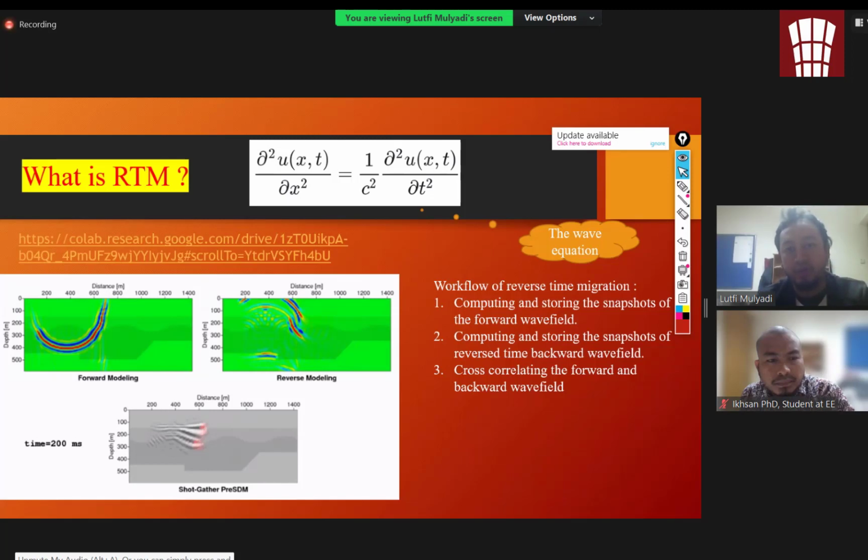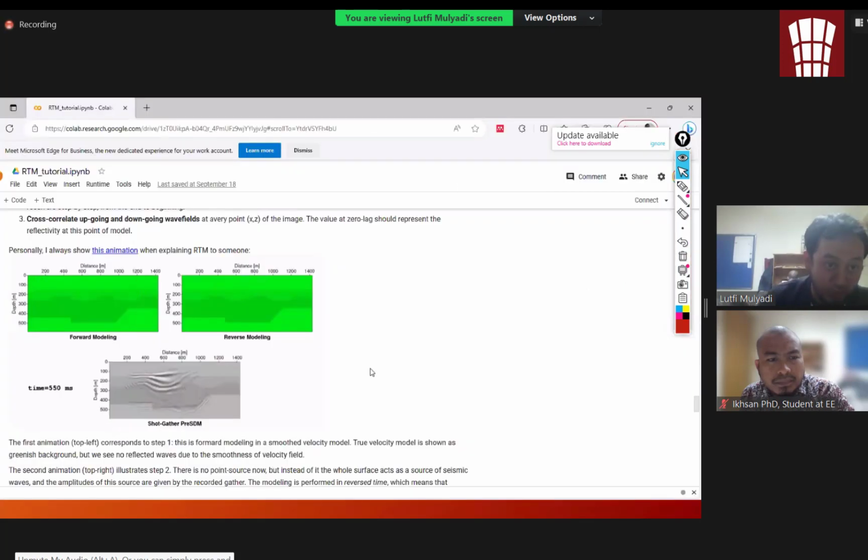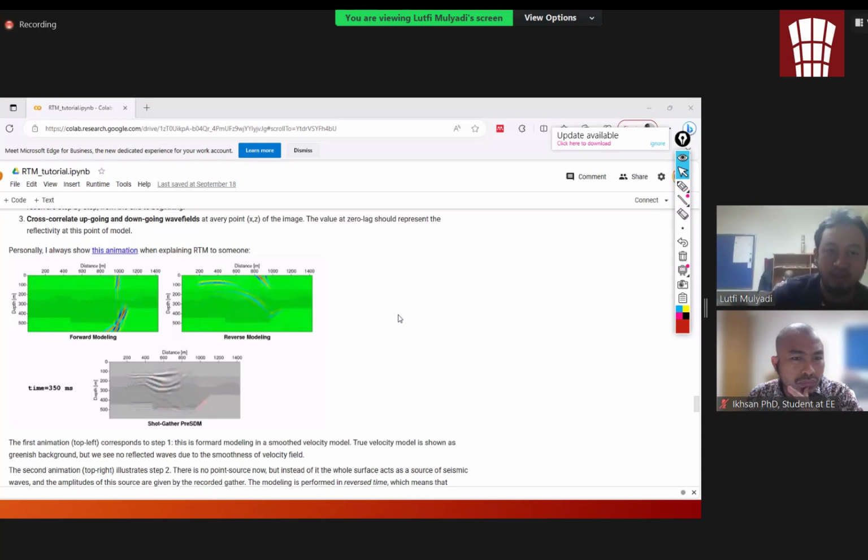To make it more visual, I want to show you this video. Can you see the forward modeling? This is the forward, and this is the backward. Then we do the cross correlation. The forward is going from the surface down to the subsurface, and reverse in time is in the opposite direction. After that, we do the cross correlation.